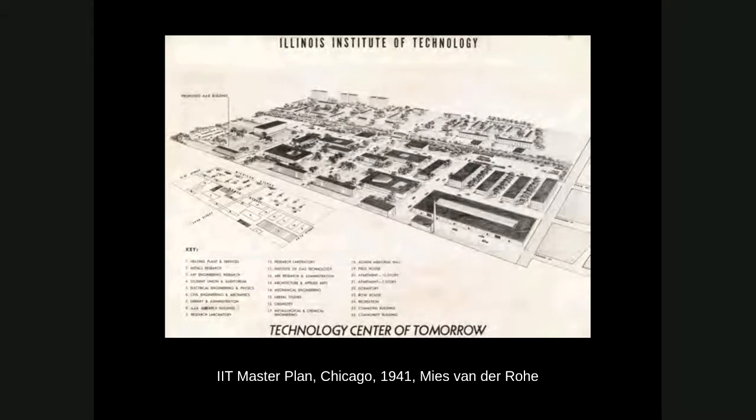So this is an early plan that Mies had developed for the campus. And so State Street is right along here.